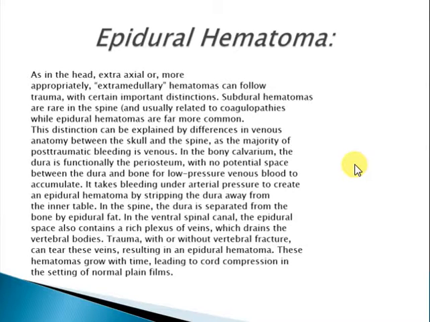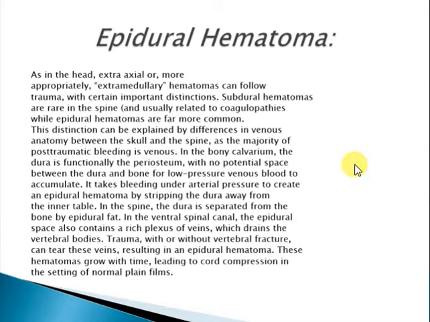Regarding epidural hematoma, as in the brain, they are extraaxial, or more appropriately in the spine, they are extramedullary hematomas, and can follow trauma. There are some important distinctions from that of the brain. The subdural hematomas in the spine are rare. The epidurals are much more common, while in the brain the subdurals are more common and the epidurals are much less. Why does this happen? Because the dura is fixed to the skull bone in the brain, and there is no potential space between them. The space is very tight.